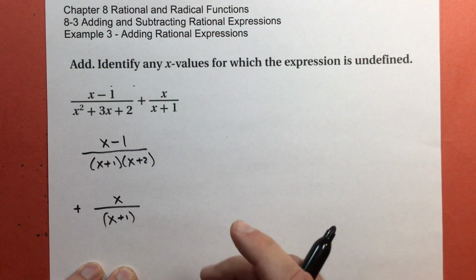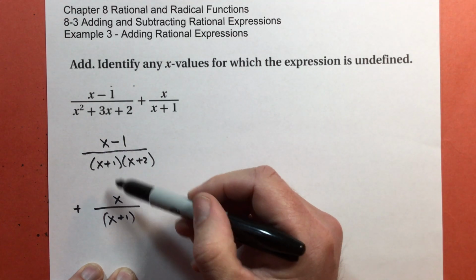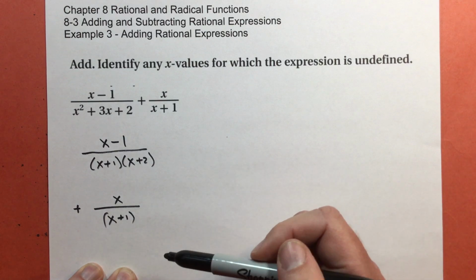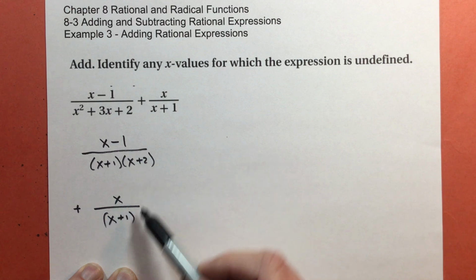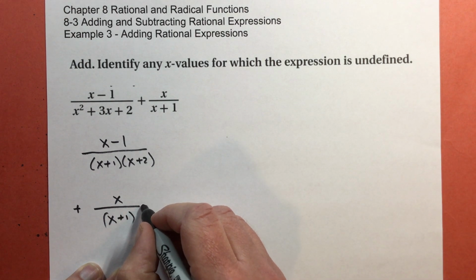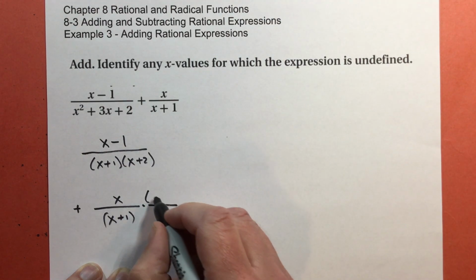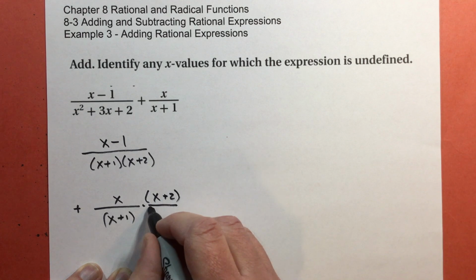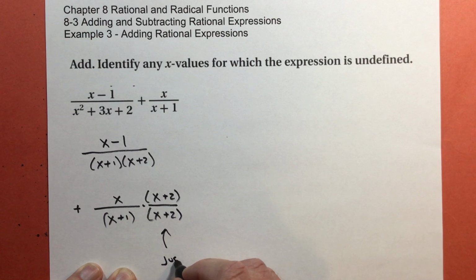All right, so let's just look at the denominators for a second. They both have a common factor of x plus 1. That is correct. But this x plus 2 is not down here. So what do I do? I'm going to multiply by the number 1. It's just not going to look like the number 1. It's going to look like x plus 2 divided by x plus 2. This is just 1. That's all that it is.